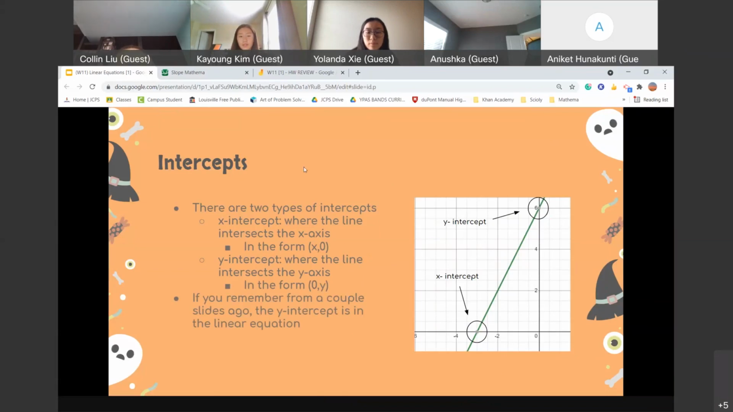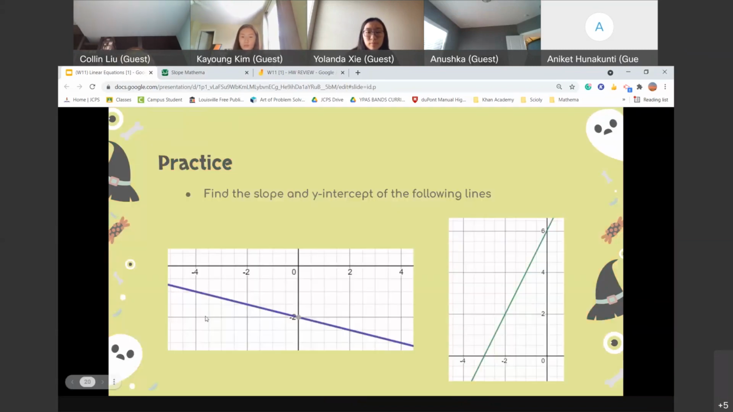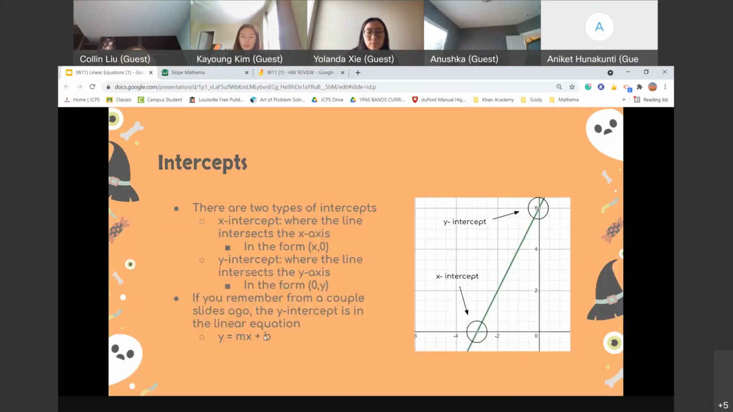If you remember from a couple slides ago where we had those two big forms on the slide, the y-intercept is in the linear equation, y equals mx plus b. The b right here would be the y-coordinate of the y-intercept.